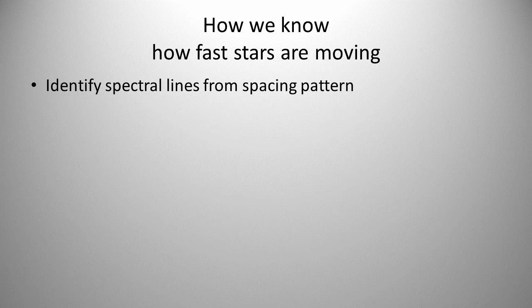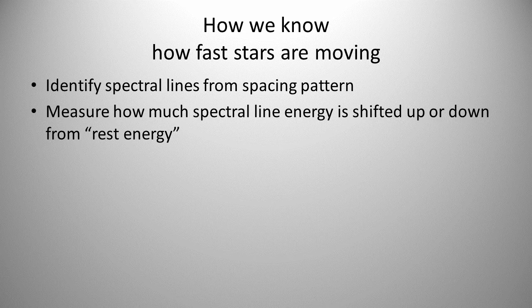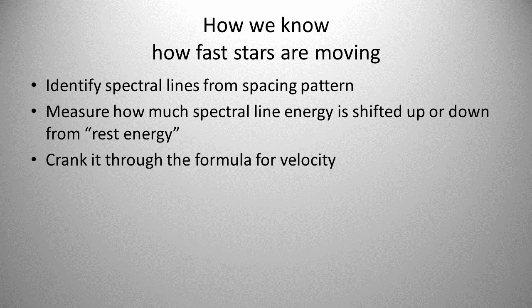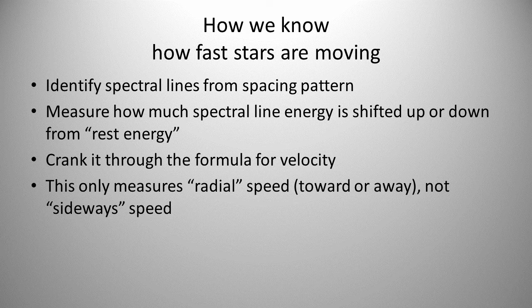So the procedure is to identify the spectral lines from the spacing pattern, then measure how much the spectral energy has shifted up or down. Plug that into the Doppler shift formula to get the velocity. Now actually, this just tells us the speed toward or away from us, what's called the radial velocity. It doesn't tell us how much velocity it has going sideways. So that example star coming toward us might actually miss hitting us by a big margin, like maybe even light years.